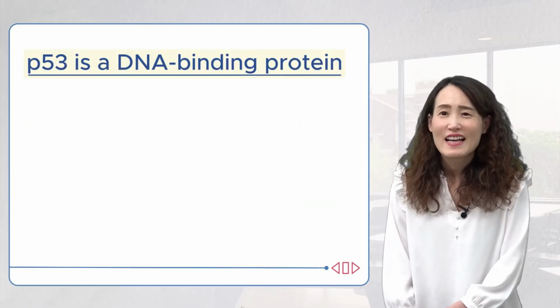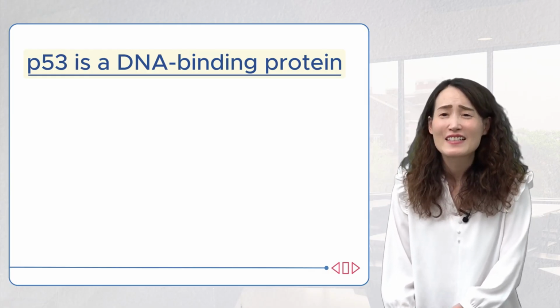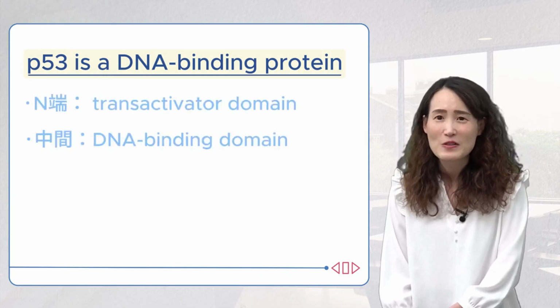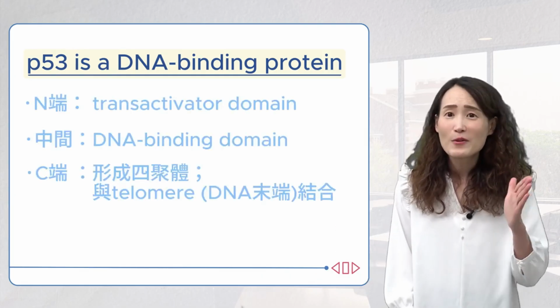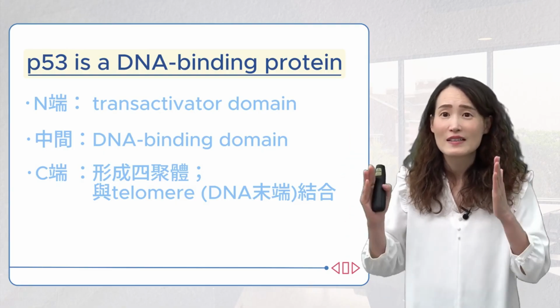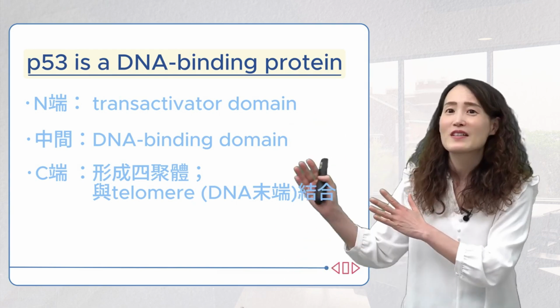P53 is a tumor suppressor protein. It is also a DNA binding protein. Its functional regions can be divided into the N-terminus, the middle region, and the C-terminus. The N-terminus has a transactivator domain. The middle part is the DNA binding domain that interacts with DNA. The C-terminus helps in forming a tetramer.